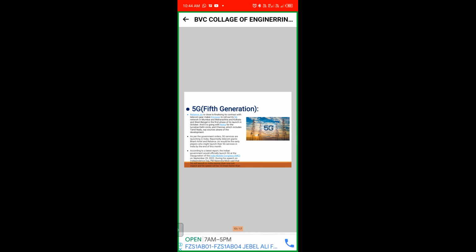According to a report, the Indian government would officially launch 5G at the inauguration of the Indian Mobile Congress on September 29, 2022. During his speech on Independence Day, PM Narendra Modi said that 5G will launch in India sooner than one can expect, and its speed will be 10 times faster.